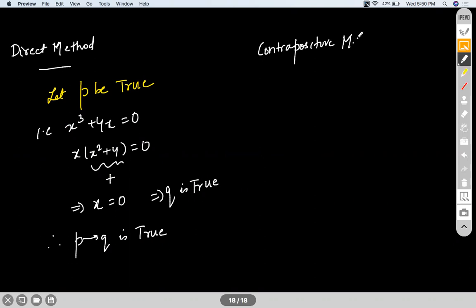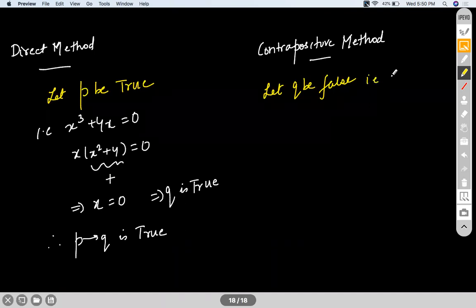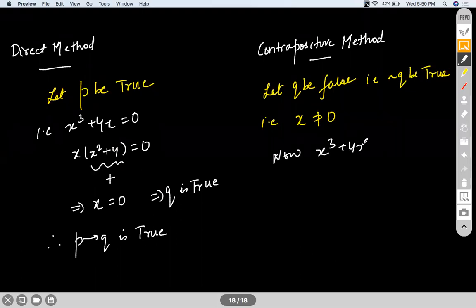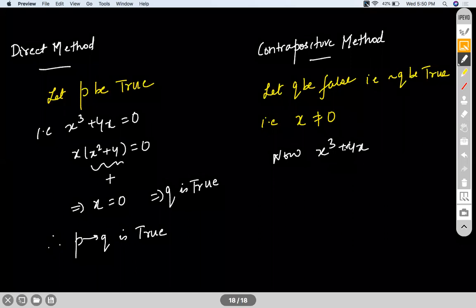Okay. Next is the contrapositive method. So what do we do in this case? We'll say let Q be false. Let x not equal to zero. That is, you're saying not Q is true. That means you're saying x is not equal to zero. Okay. So now that means x is either positive or negative. Now this can be written as this.